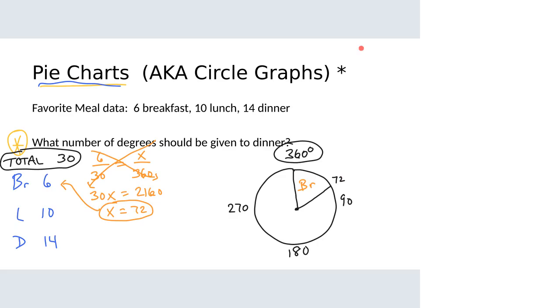And then, okay, well, we need lunch. Lunch has 10 people in it, so 10 out of the 30 people said lunch was their favorite. So how many out of the 360 degrees should we give to lunch? We'll cross multiply. 30x is 10 times 360. That's 3,600.